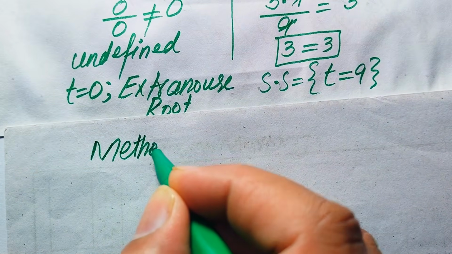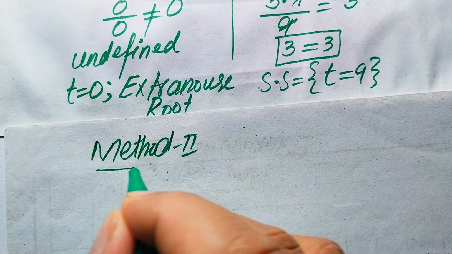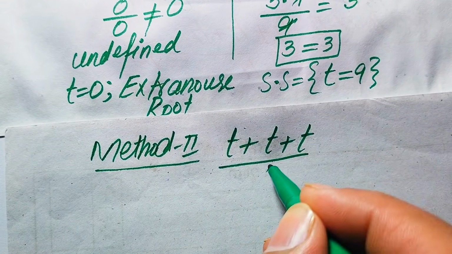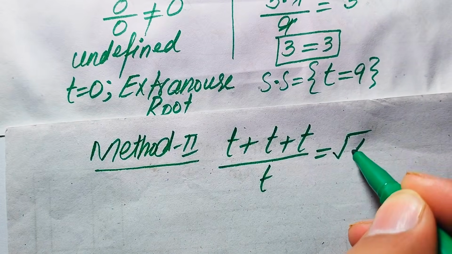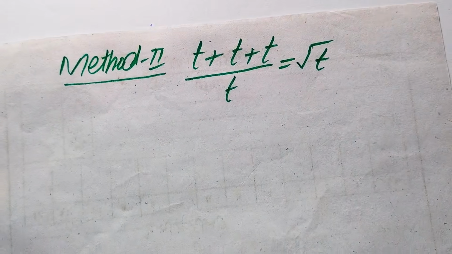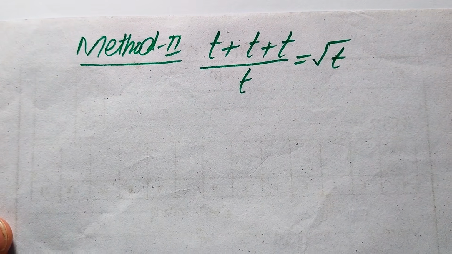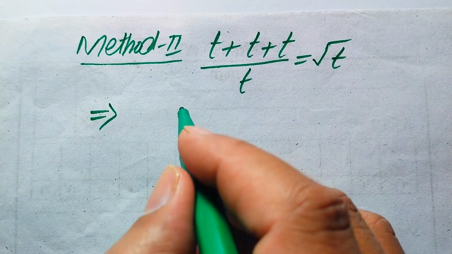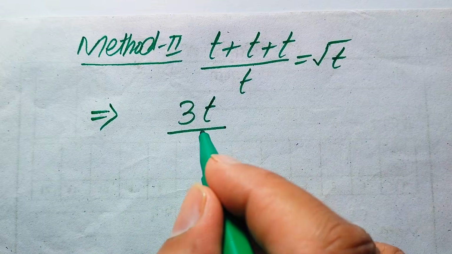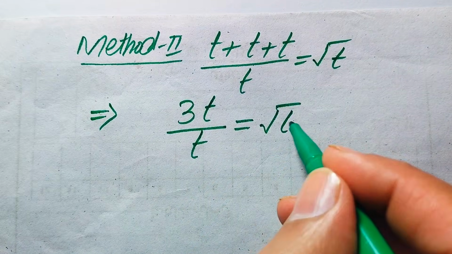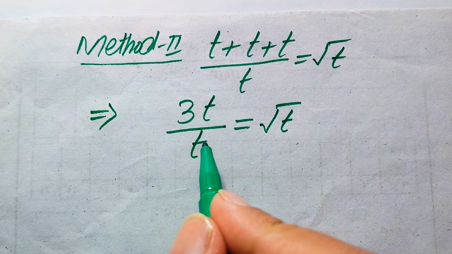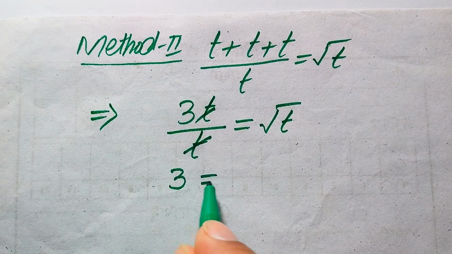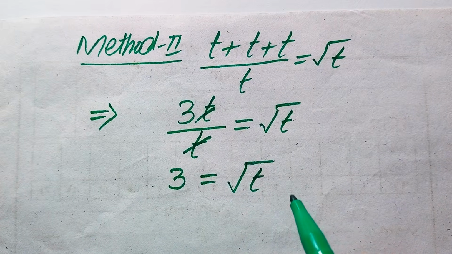So for the second method, we need to copy down the given question statement. Here it is t plus t plus t divided by t equals square root of t. Here the second method is the quick method, and here we quickly get the roots of this equation. So we have t plus t plus t becomes 3 times t divided by t equals square root of t. And now you see here this t and this t cancel out each other, and on the left hand side we get 3 equals square root of t.